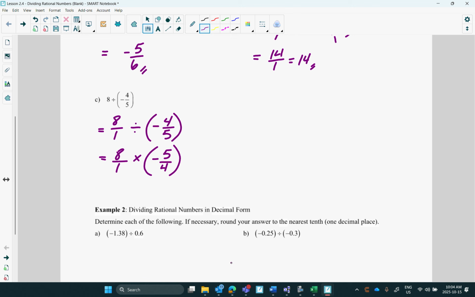Anything to reduce? 4 and 8 can be reduced. We can divide each by 4 to get 2 and 1. And now I'm ready to multiply. Negative 10 over 1, which is just plain old negative 10. Good. Okay.